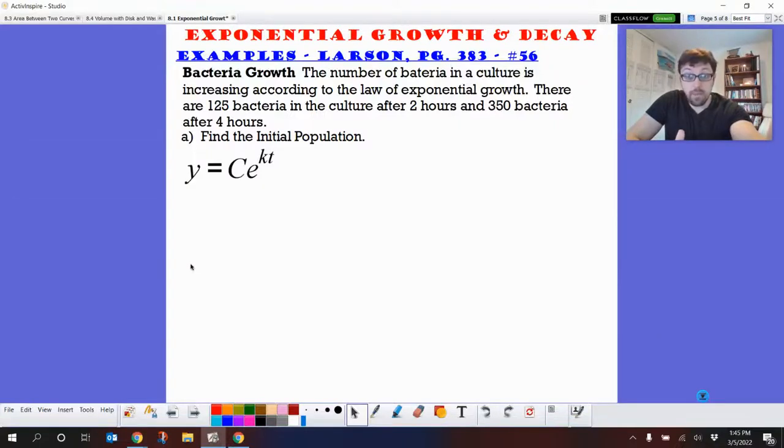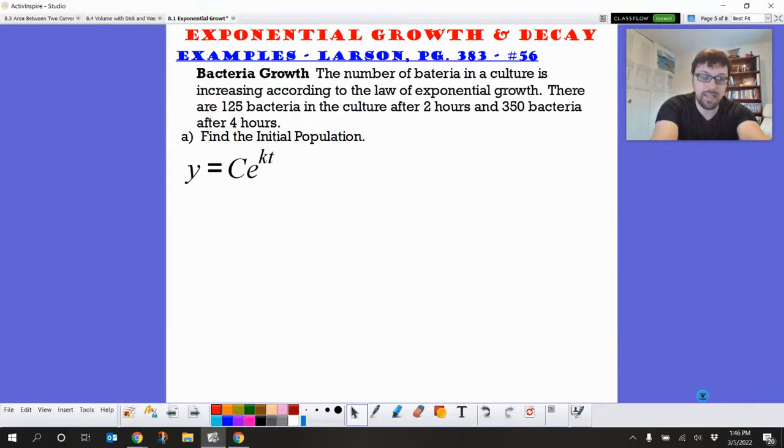In this example, we're trying to find that initial population. We're trying to figure out what that C value is, because that's usually what we go after to begin with. And man, they really didn't give us that initial condition.